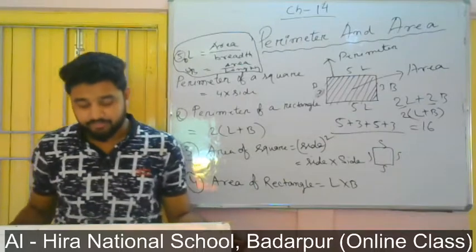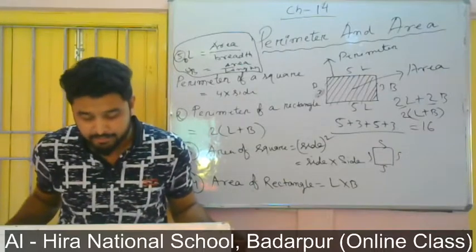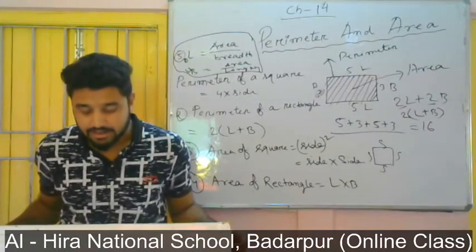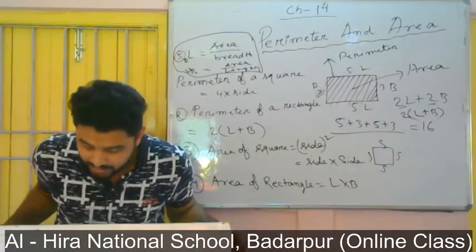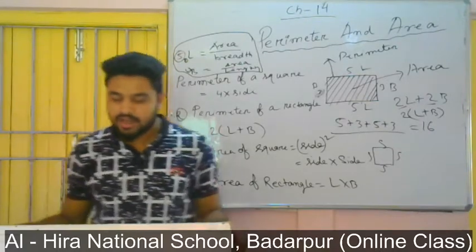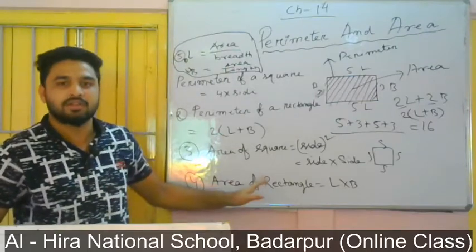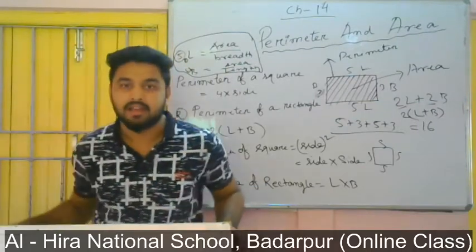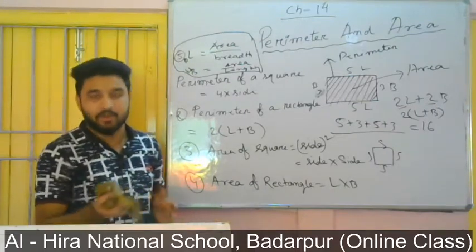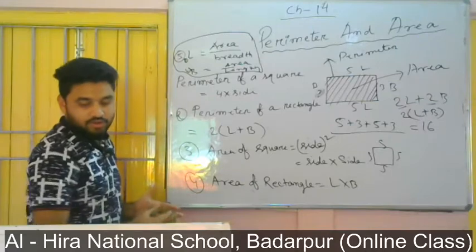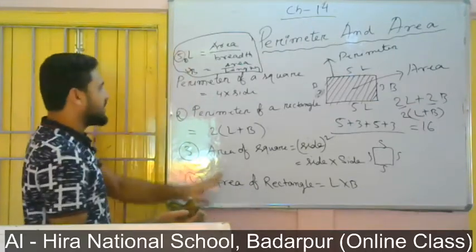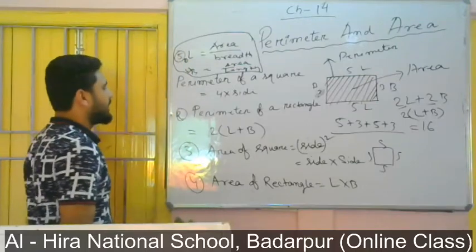Breadth is not given. You have to find breadth. Area is given 15 meter square, and we have to find perimeter. So using these formulas, we will find the missing breadth, length, and area and perimeter, whatever. So come to exercise 14A. You write all the formulas in your copy.